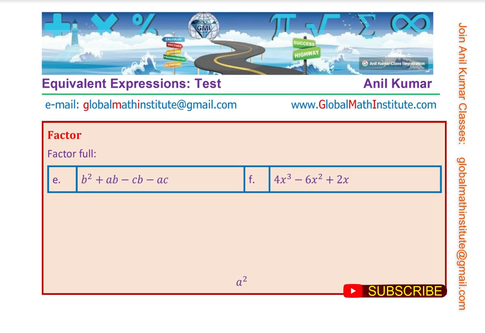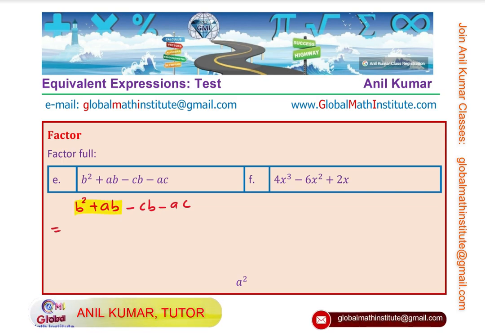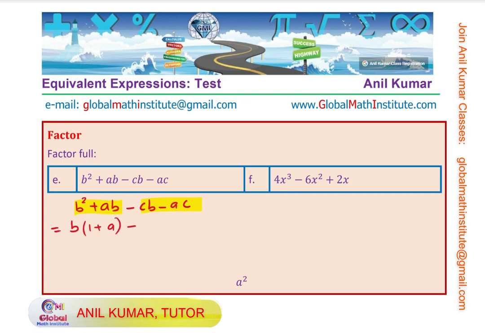Next set seems easy, right? But you need to group them properly to factor. So here we have b square plus ab minus cb minus ac. Now you recognize that I could take b common, sometimes c common, right? Let's try this out. From the first two, I could take b common, and then I could take c common. So let's take b common here. So we get b plus a, and here I take minus c common. I again get b plus a.